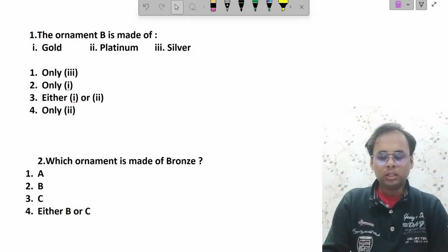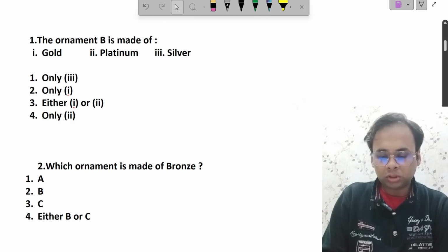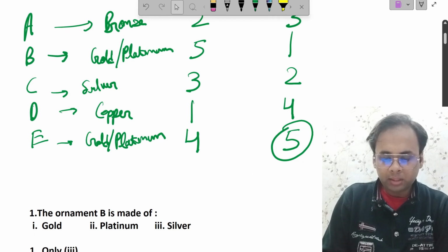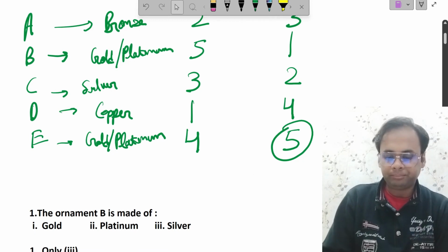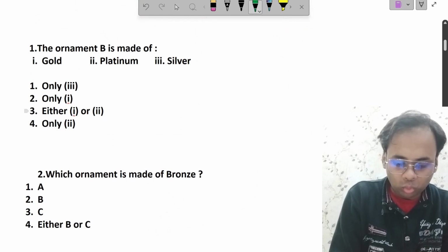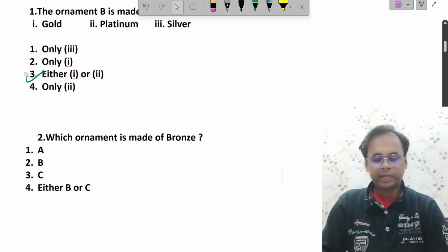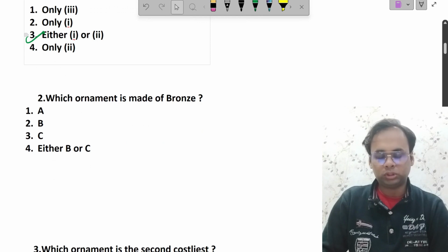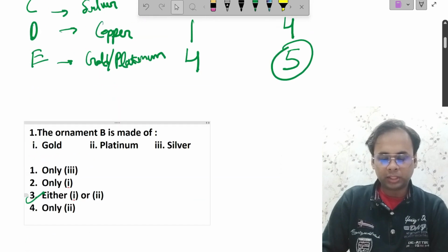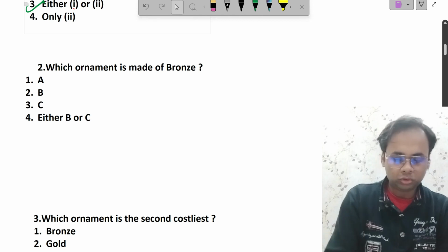Okay. So the first question is the ornament B is made of, there are three options, gold, platinum or silver. Okay, so let us see the above. If we see the ornament B, it can be either gold or platinum. Okay, so either 1 or 2 is the right option here. Okay, next we have which ornament is made of bronze. There are three options A, B and C. So if we look at the chart, A is made up of bronze. So it is A.